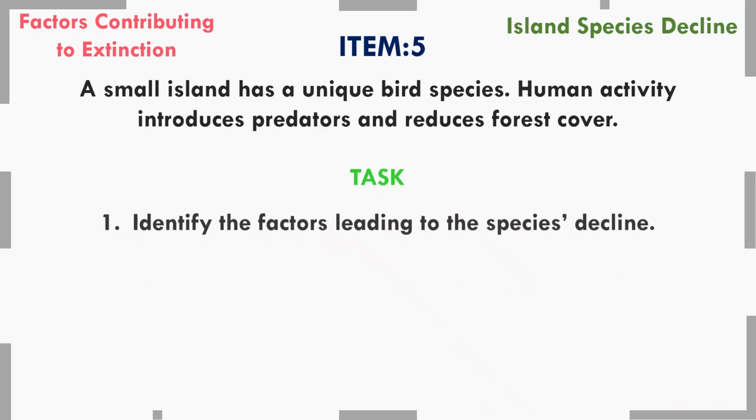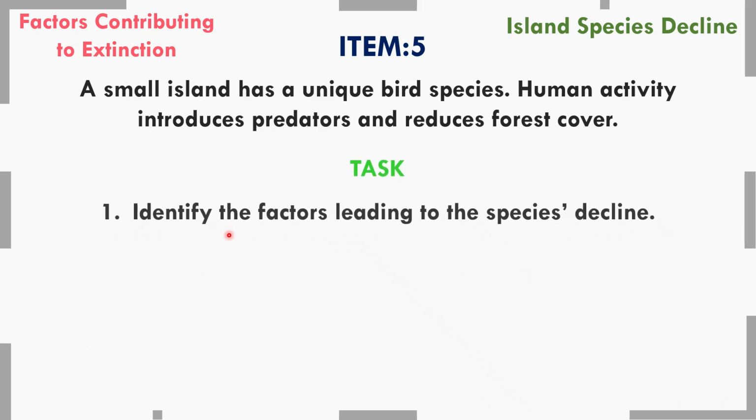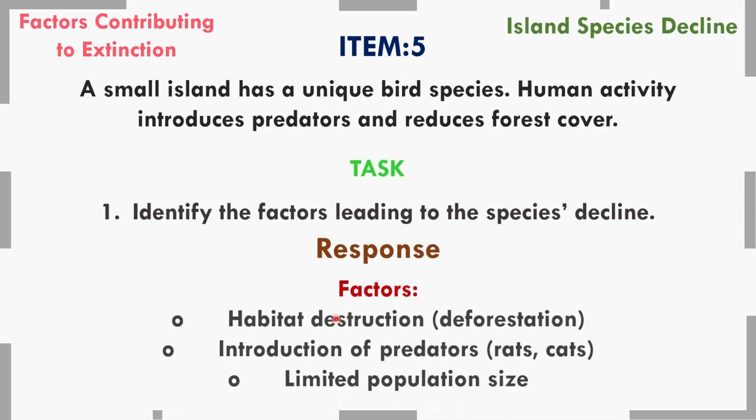Let's start with identifying the factors leading to species decline. The factors: habitat destruction, that is deforestation. Introduction of predators like rats and cats, and limited population size.